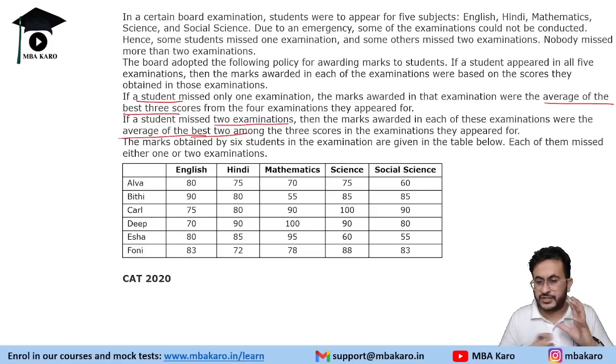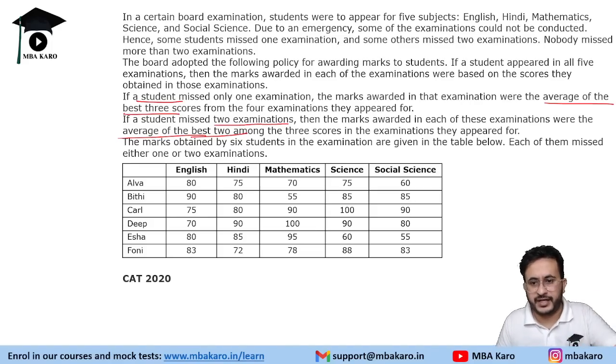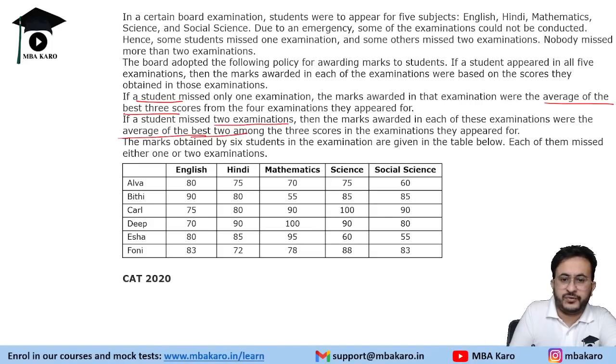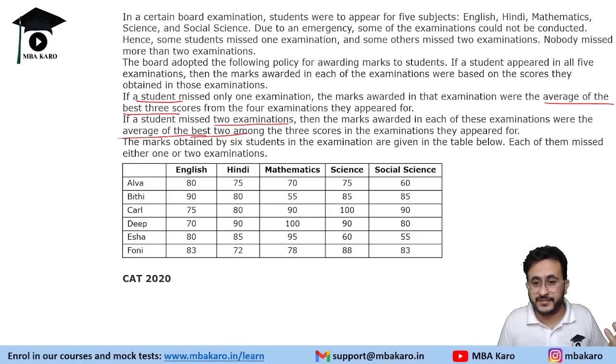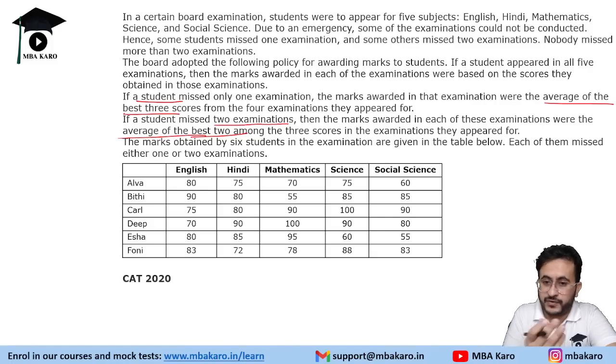Now this was a difficult set, no doubt in that, but how to figure out which is going to be the average? And this was the time when CAT had five sets, right? In 2020 CAT had five sets and 40 minutes. I was able to solve four completely, the fifth one I did half. And this was one of the sets which I solved during the examination.